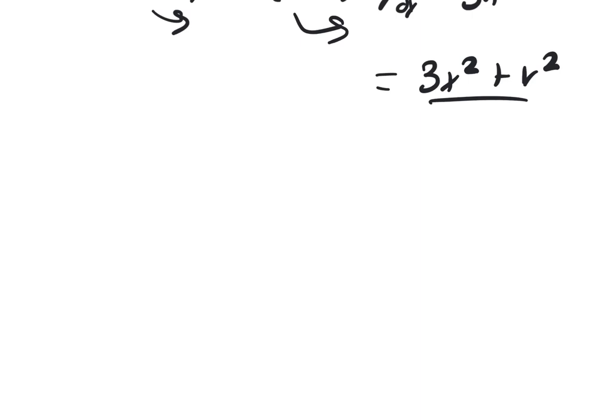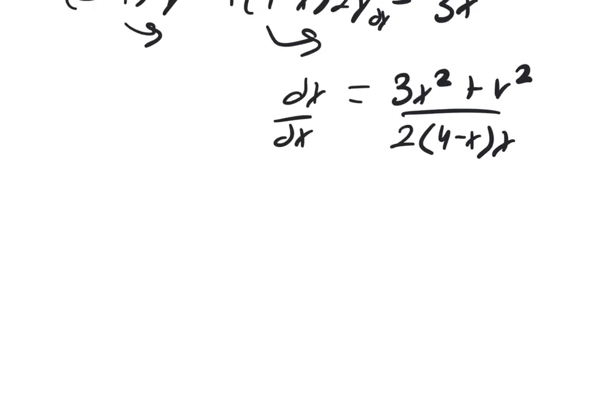Now we must solve by taking all of this and putting it on the other side. Oh, also I forgot to add that this is multiplied by the derivative of y over x. So if we were to take this and put it to the other side, we'll be left with 3x squared plus y squared, and then take this and put it to the other side, over 2 times (4 minus x) times y, equals the derivative of y with respect to x.